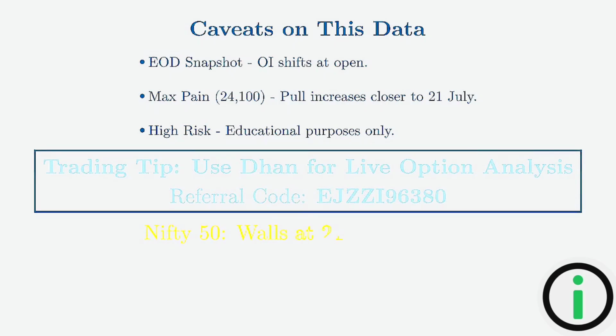We have successfully covered the Nifty 50 metrics, identified the key OI walls at 24,000 and 24,100, and mapped out how to trade these levels using smart money concepts.